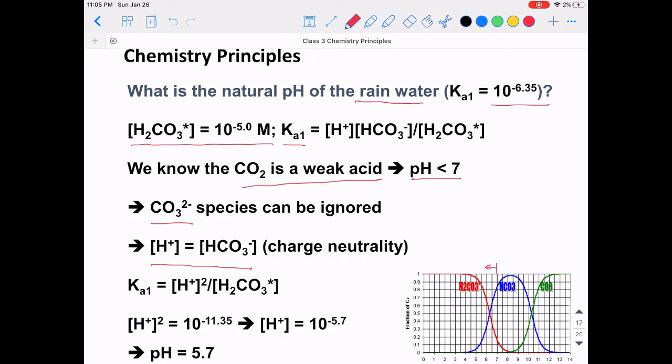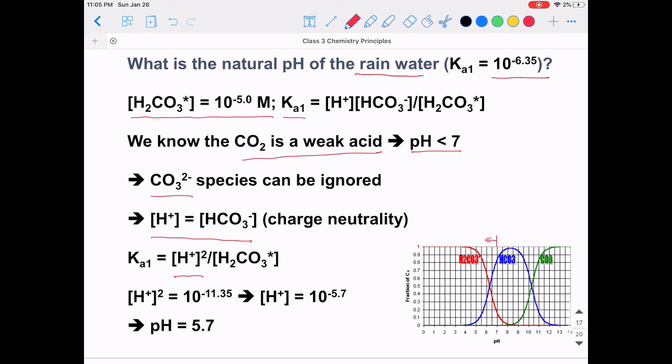So then we can plug in the concentration of the bicarbonate ion. We're going to have the square of the proton concentration divided by the carbonic acid concentration equal to 10 to the negative 6.35, right? Further, we have the concentration of the carbonic acid coming from here, so we can calculate the concentration of the protons. And based on the definition of pH, we take the negative log 10 of 10 to the negative 5.7. Also, remember the negative sign here. So the pH is equal to 5.7.